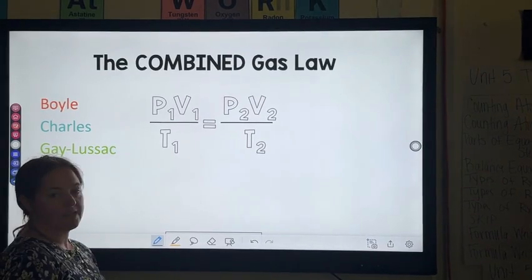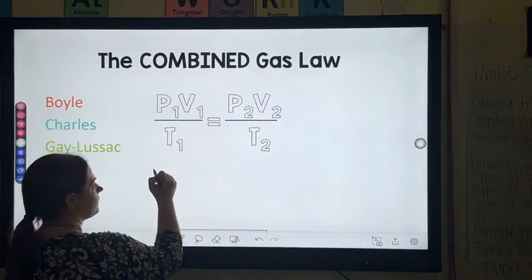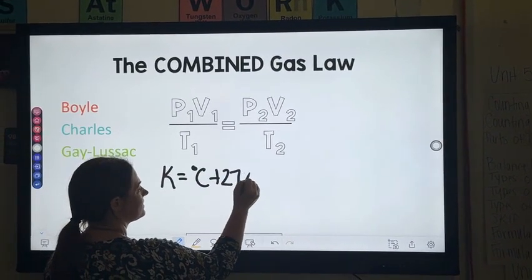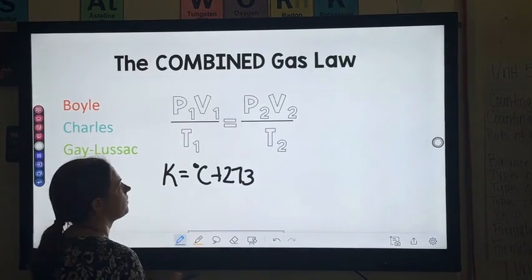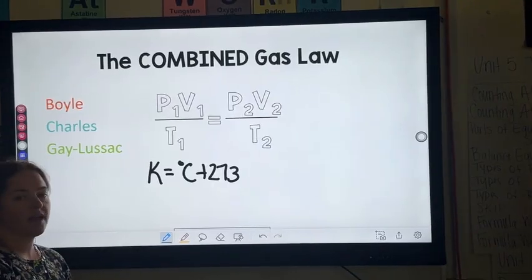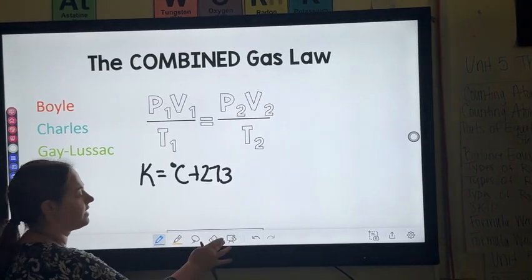Temperature does need to be in Kelvin, so if you need to convert, Kelvin is equal to degrees Celsius plus 273, okay? So keep that in the back of your mind. Pressure must be in the same unit and volume must also be in the same unit.